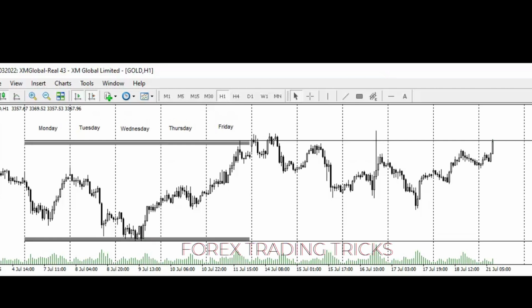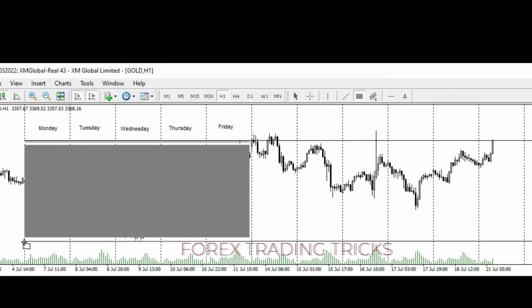manipulate your money. So as you can see here, this is gold on an hourly time frame. I'm just going to reanalyze it based on last week's trend. So this was last week. This whole space was last week, starting from this point until this point. So this was my Friday.